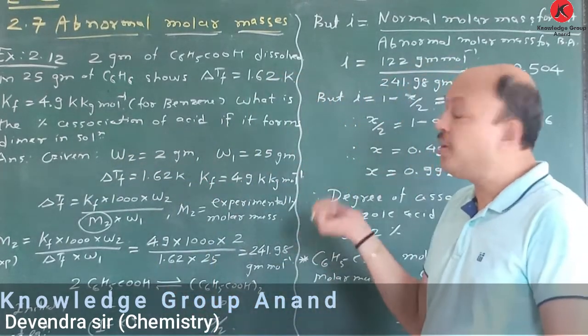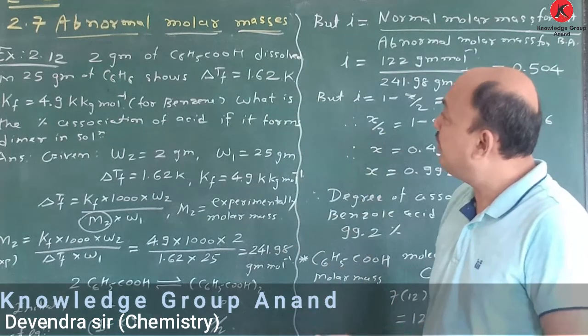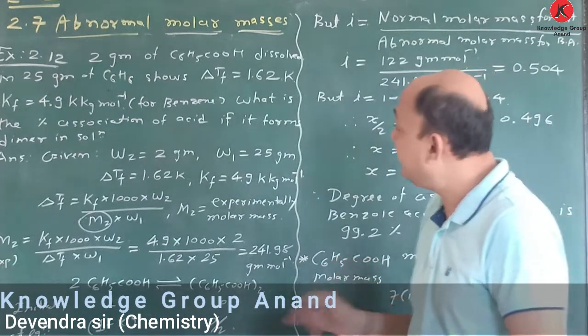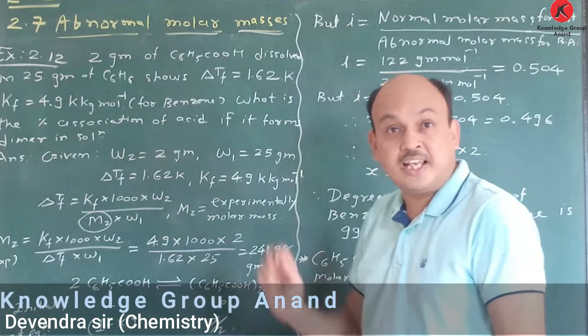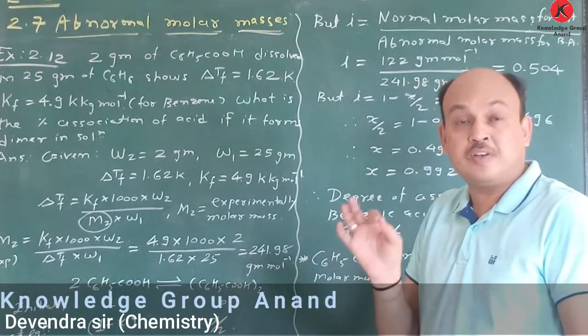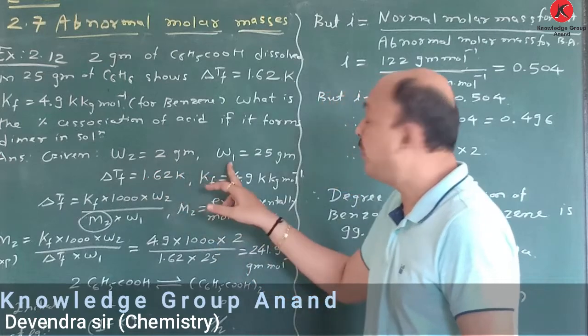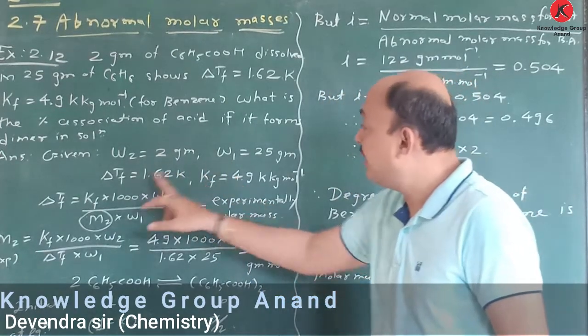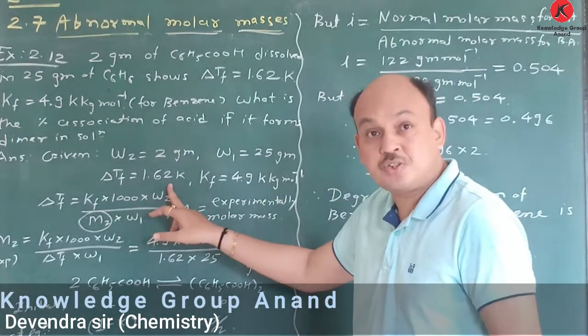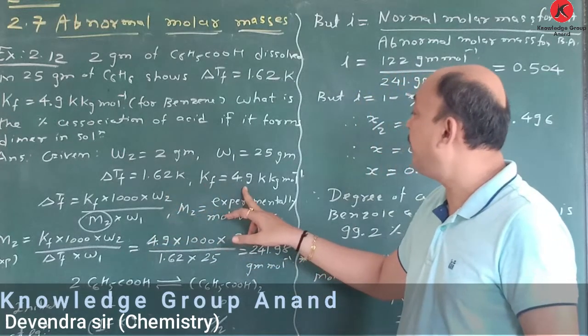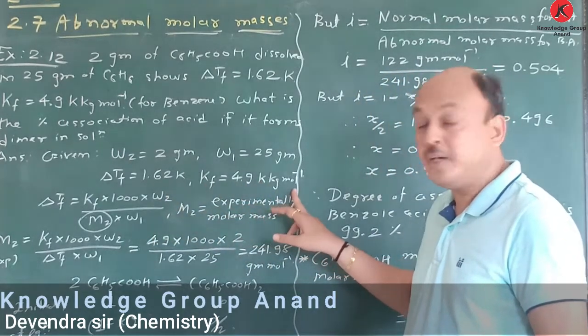Now see, whatever data is given, first of all write it. W2, once again I repeat, 2 stands for solute and 1 stands for solvent. So W2 is equal to 2 gram, W1 is equal to 25 gram, ΔTf is equal to 1.62 Kelvin, Kf is equal to 4.9 Kelvin kilogram per mole.